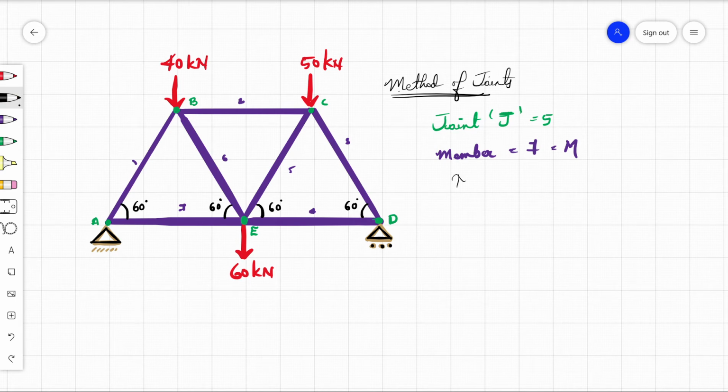So we have a formula, M is equal to 2J minus R, which is also given as 2J minus 3. Why is it 3? Because the maximum number of reactions that can be determined by the equilibrium equations is 3. So the formula is M is equal to 2J minus 3. Now let us apply the same values, that is M is equal to 7, 2 into 5 minus 3. I hope the answer is the same, 7 is equal to 7.